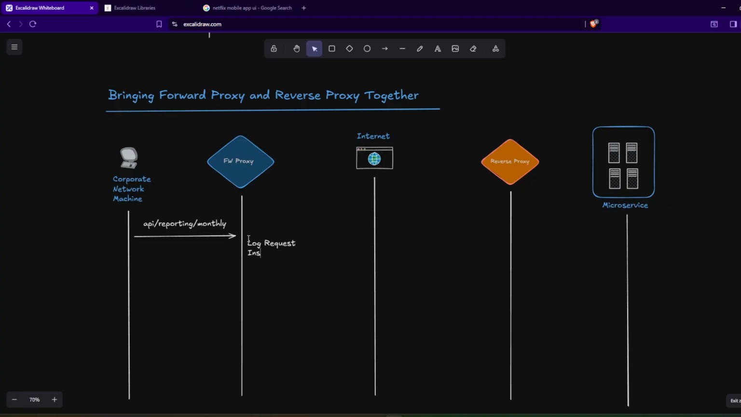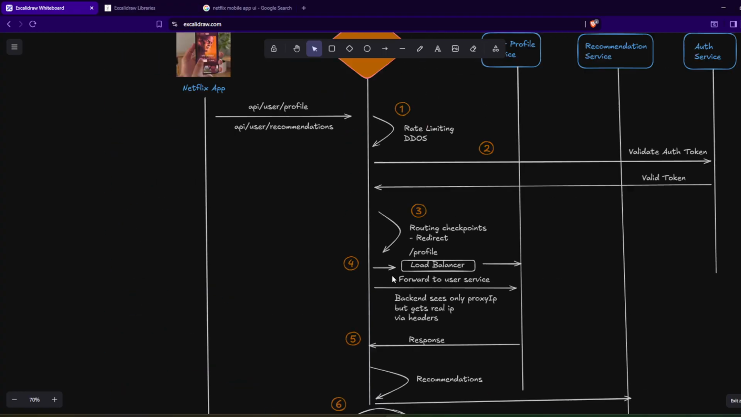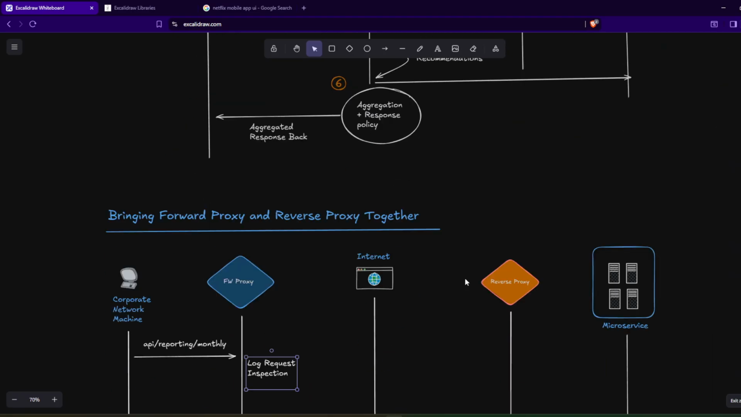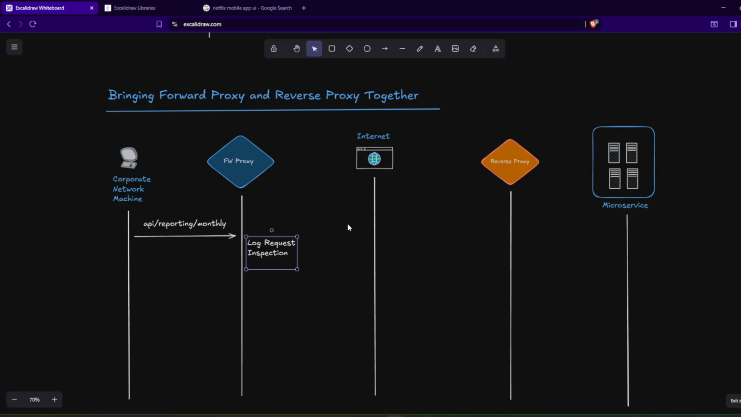It will also do some kind of inspection on whether any malicious request is coming or not. Then it might or might not do TLS interception, depending on whether it is required. So this sort of checking from the forward proxy end will be done, like security policy checking, domain whitelisting, all the things that we discussed in our earlier step.